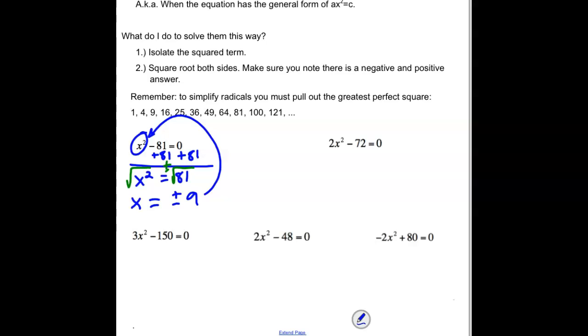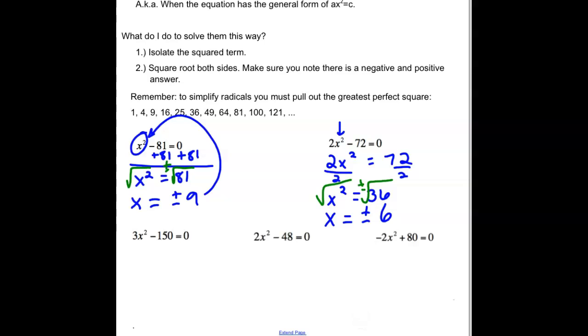On our second example here, we have to isolate the x squared. This is going to require two steps. Our first step would be to add the 72 to the other side. Our next step would be to divide out the 2. So now we have our x squared by itself. It's equal to 36. And when we square root, 36 is a nice perfect square. So we will get x equals positive and negative 6. They won't always be nice perfect squares.